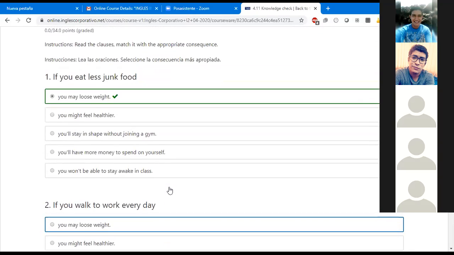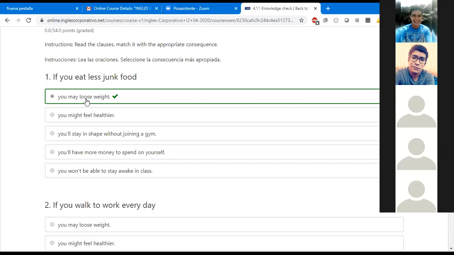Okay, here, all of them are correct, but there is a mistake here. Why? You see, for example, lose is with one O, not with double O. Because loose with double O has a different meaning. It's flojo. Loose pants.